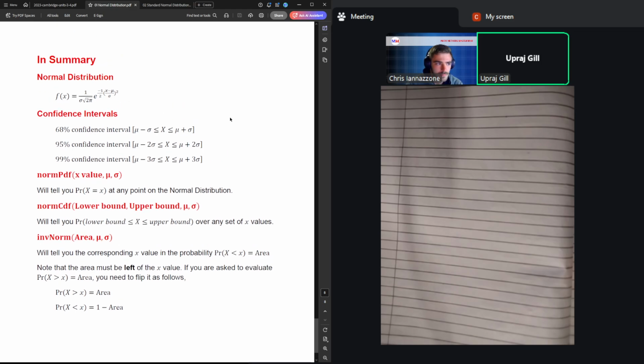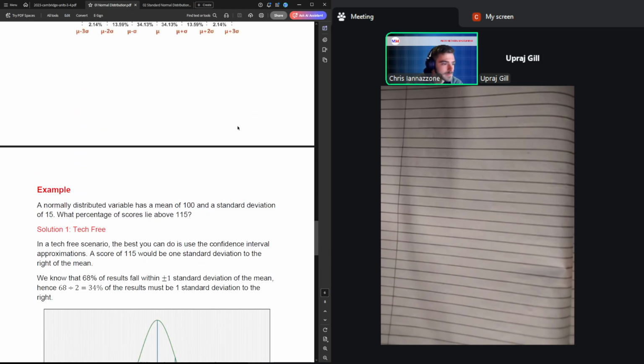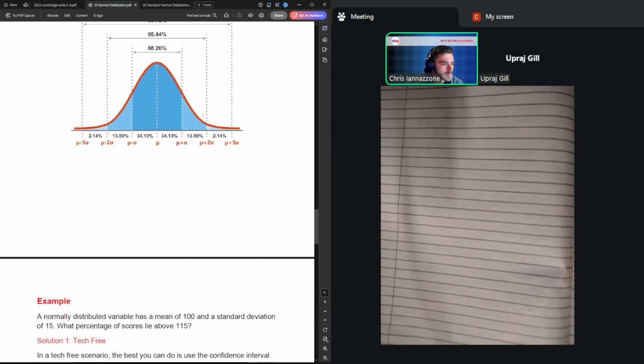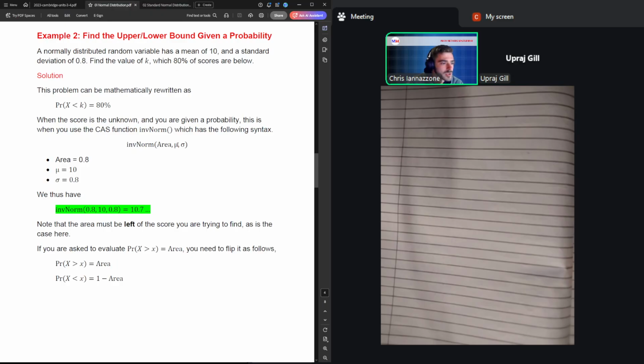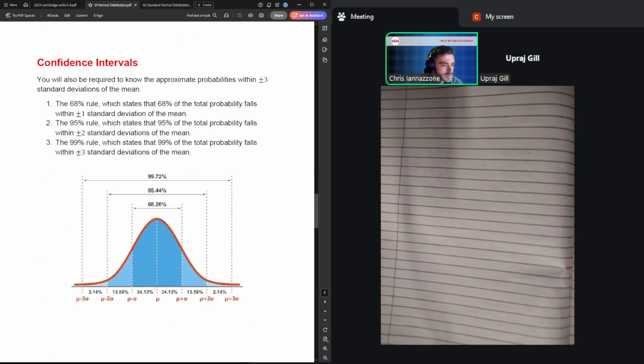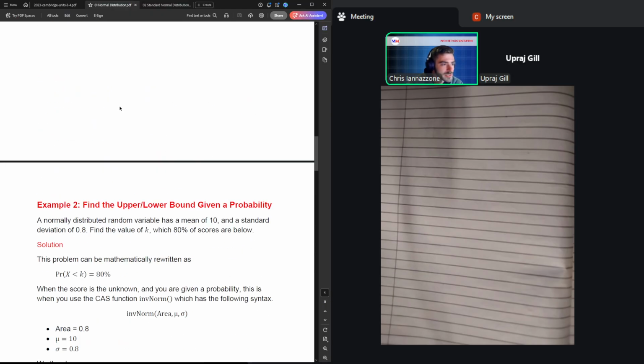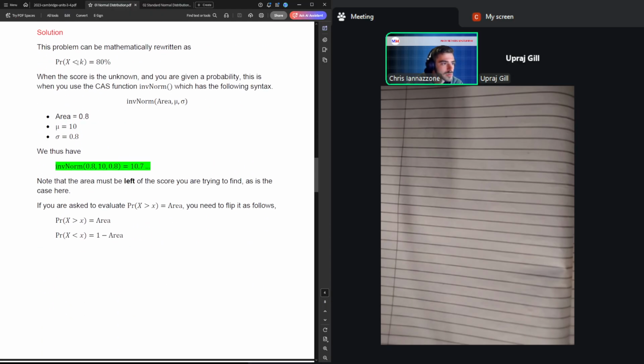Could you just go over that inverse normal thing again? Yeah. Inverse normal. So the goal here is to effectively find these numbers, right? Like your x values on the x-axis. And you'll be given a target probability, and you'll be told the probability is either left or right of the value you're trying to find.